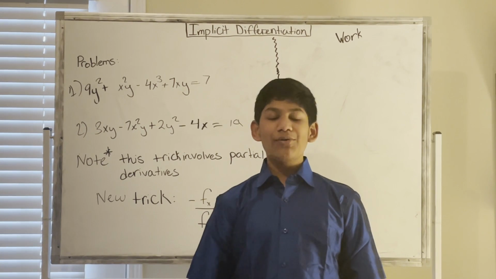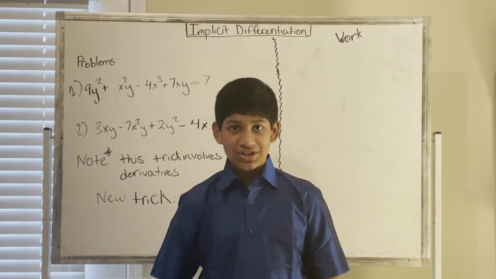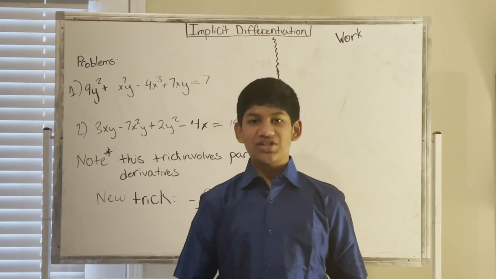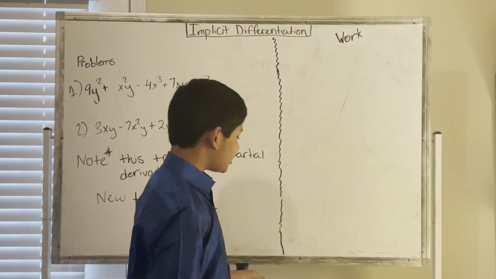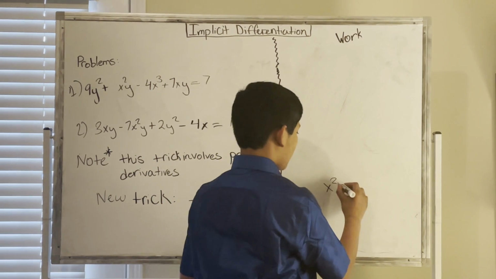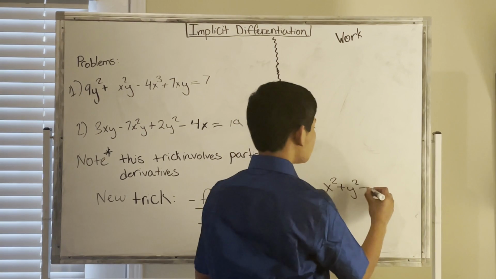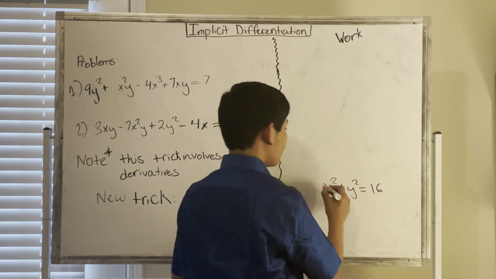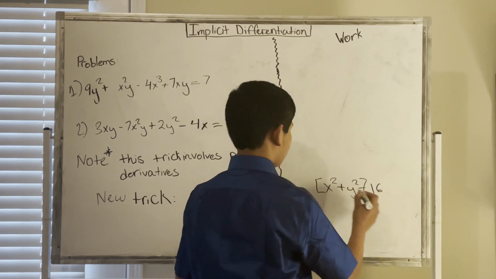Channel, and today I'm going to be talking about implicit differentiation. So what is implicit differentiation? Well, here's an example to illustrate what implicit differentiation is. Say we have x squared plus y squared is equal to 16, and we want to take the derivative of both sides.